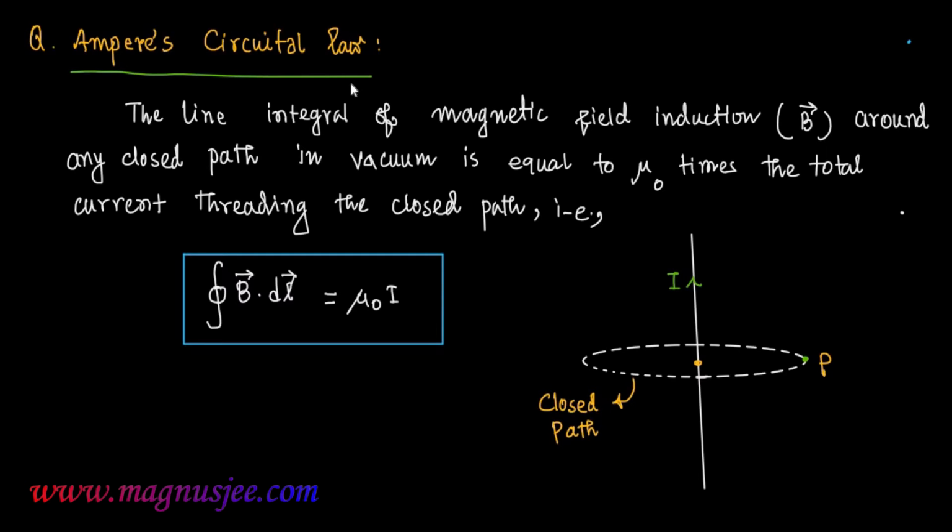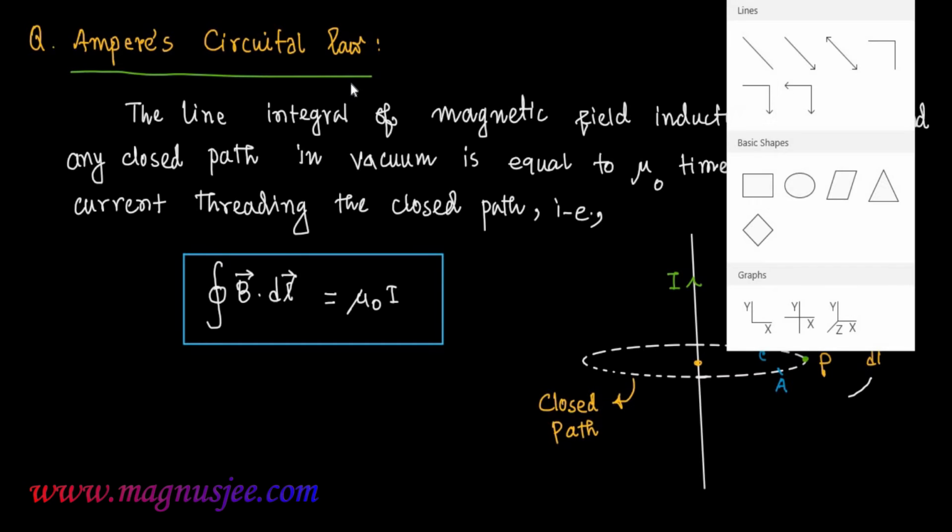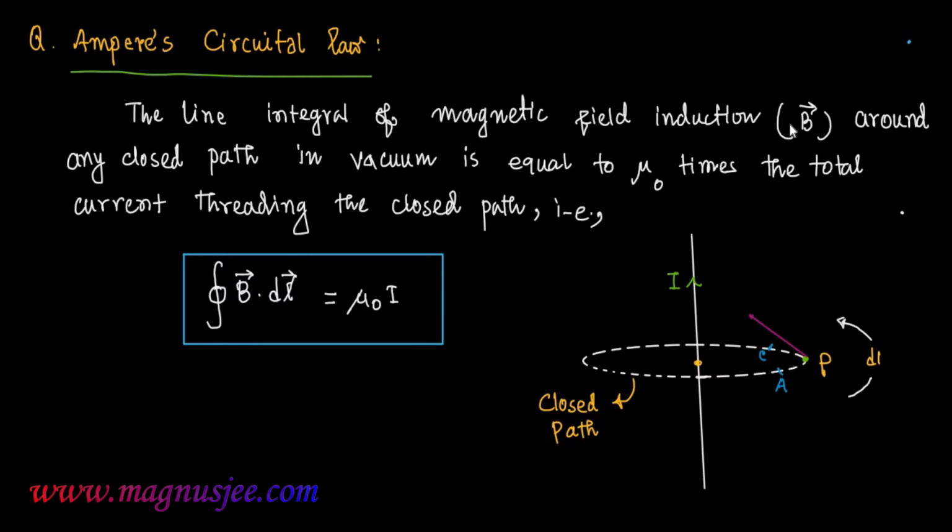And we can consider a point P on this circular closed path, and there are 2 points A and C. The length of this small element AC of this closed circular path is dl. Vector dl acts tangentially on this circular closed path, and it also acts inwards with respect to this plane.